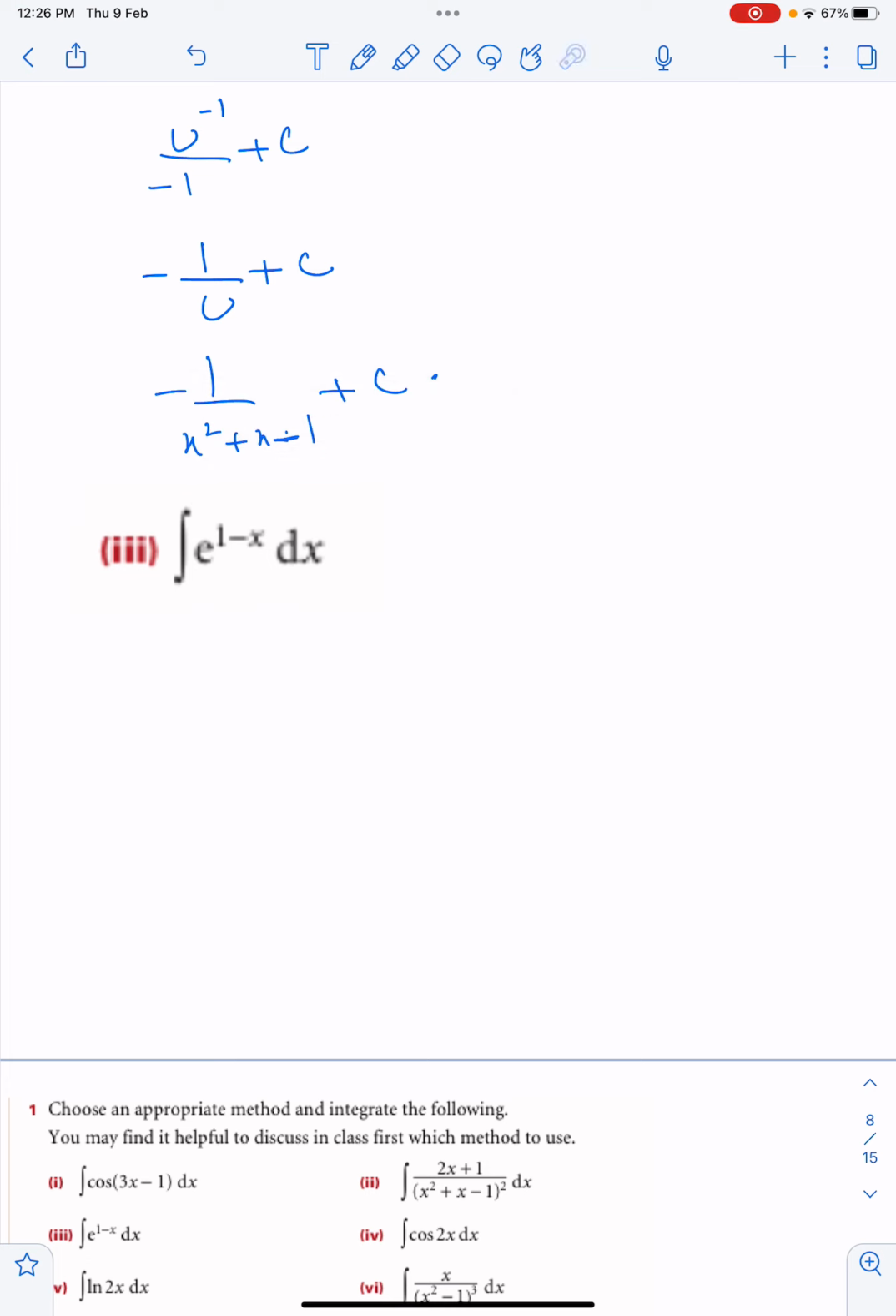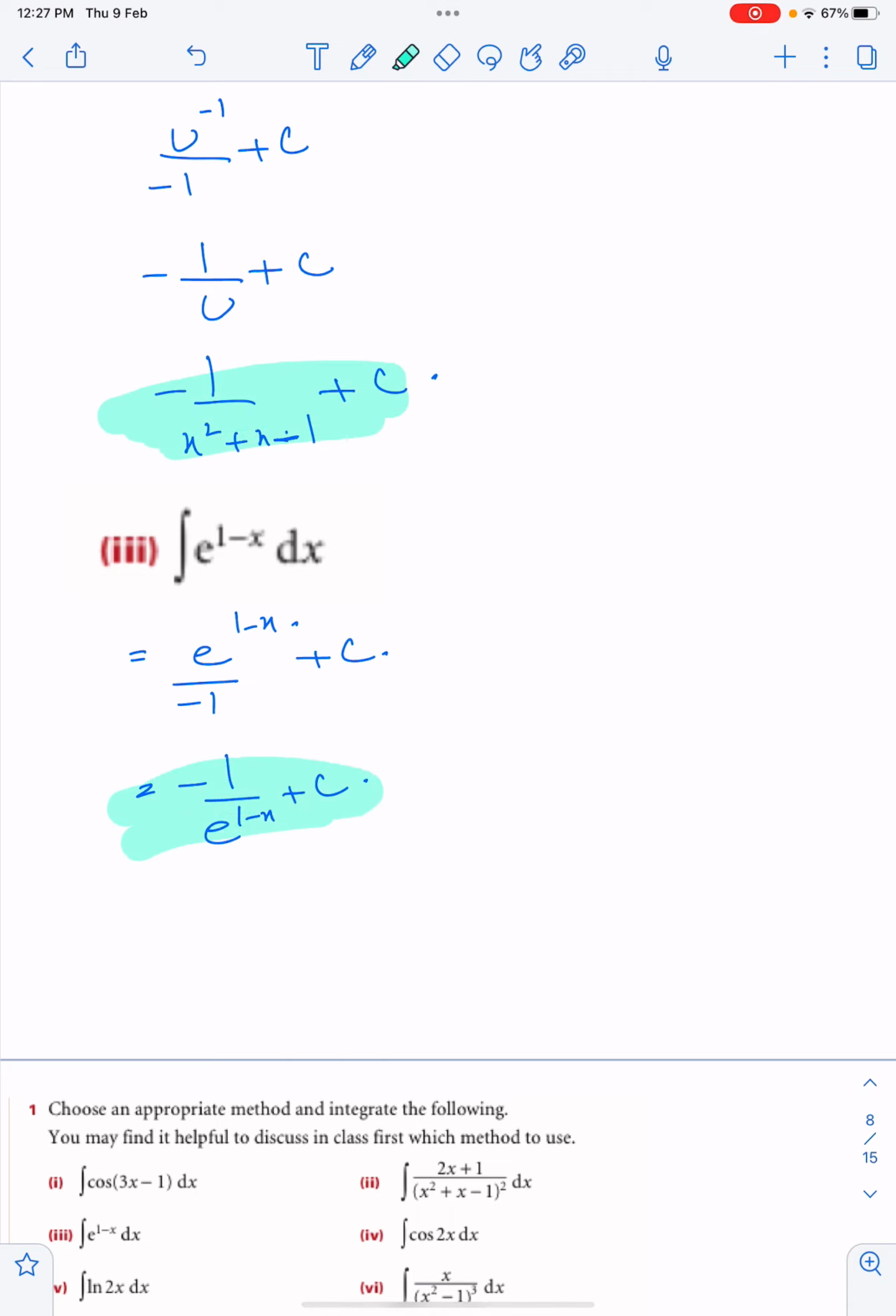e to the power 1 minus x. Whatever is the power of e, you write it as it is as a first step. Then you differentiate the power and divide it by it. So when you differentiate 1 minus x, you get a minus 1. So you divide it by minus 1, plus c. It's going to be minus 1 upon e to the power 1 minus x plus c. This is the final answer to this.